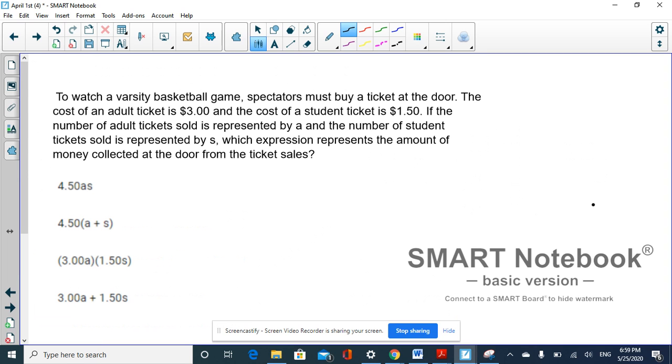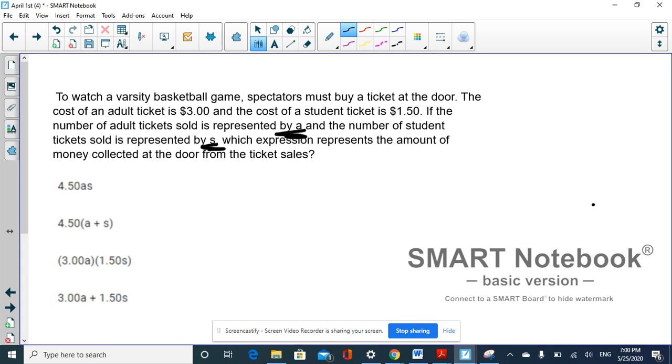To watch a varsity basketball game, spectators must buy a ticket at the door. The cost of an adult ticket is $3 and the cost of a student ticket is $1.50. If the number of adult tickets sold is represented by A and the number of student tickets sold is represented by S, which expression represents the amount of money collected at the door from the ticket sales? It means we need the total amount of the money.